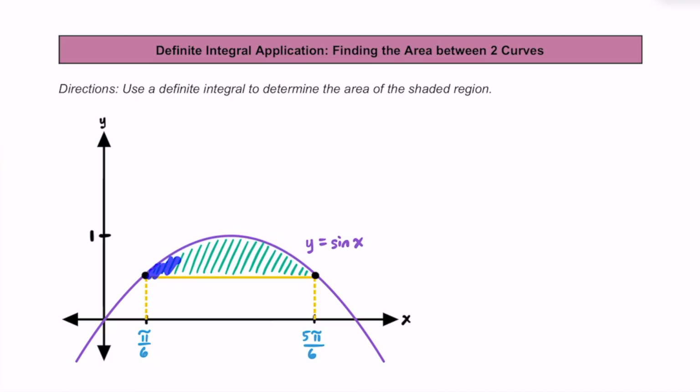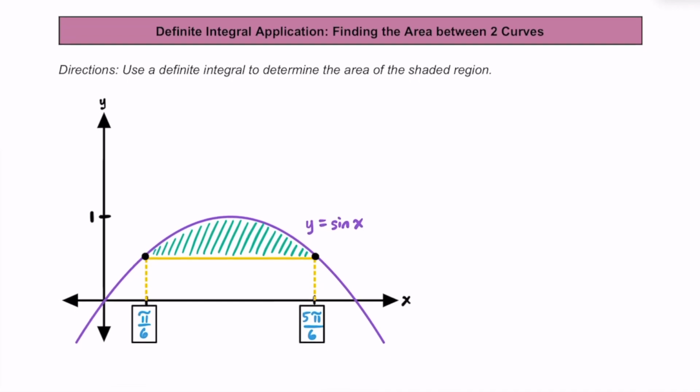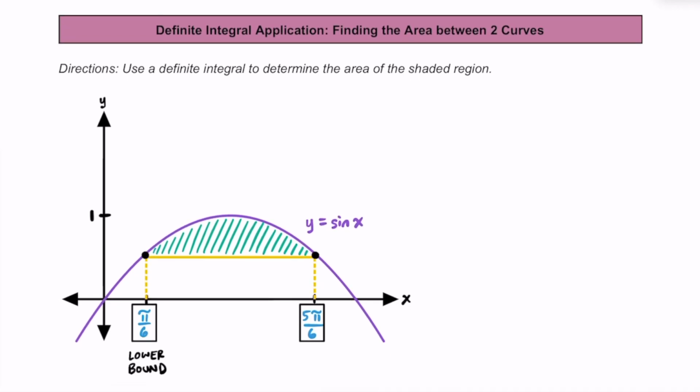So now that we know that we're going to be trying to find the area between these two lines, let's see if we can figure out where the upper bound and lower bound of this space is. Notice this x value of pi over 6 and 5 pi over 6, because they're going to let us know where the lower bound of our shaded region is going to be, as well as the upper bound of that shaded region. So the reason that these two x values are important is that this will be the lower bound of our integral, and this will be the upper bound of our integral.